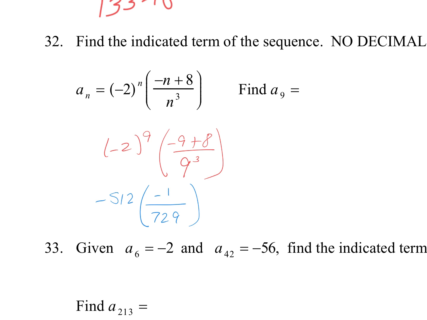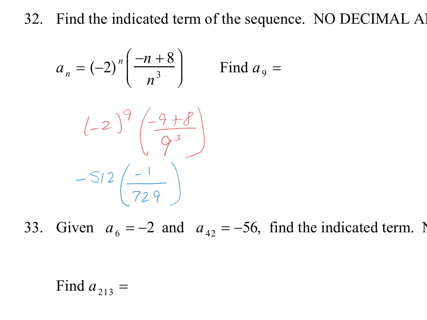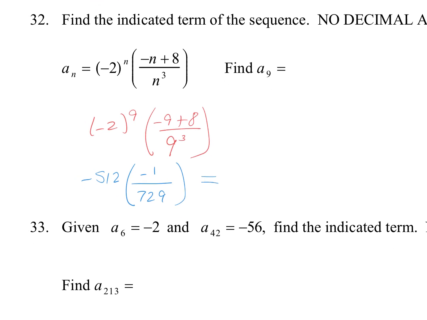729, okay. Some of you got here and then tried to do it all on your calculator and it just didn't work, because it says no decimals. So that means we have to just simplify within. First of all, guys, a negative times a negative is going to give you a what? Positive, okay? So you have 512 over 729.